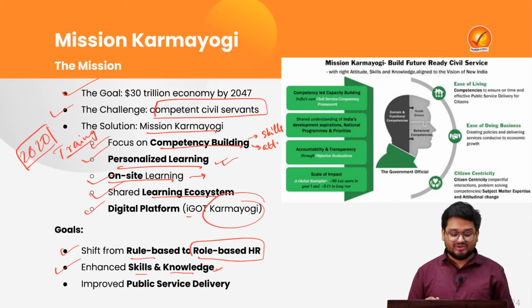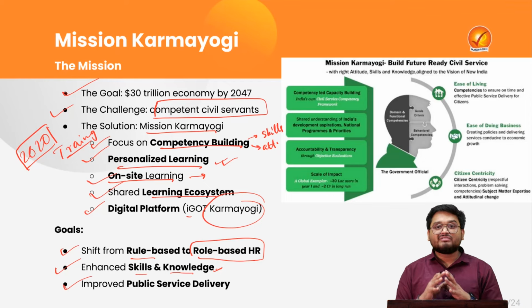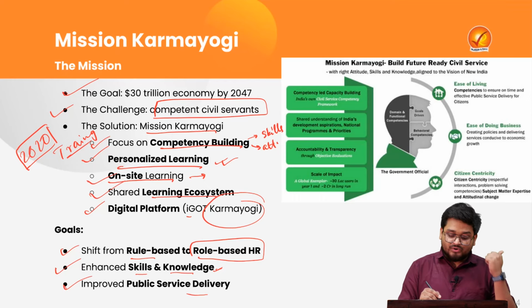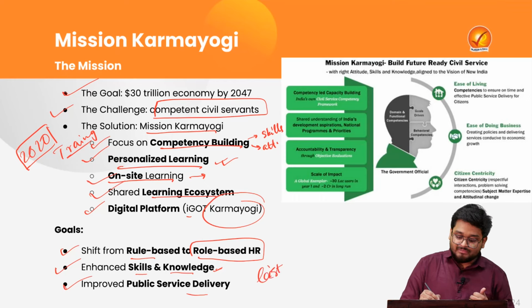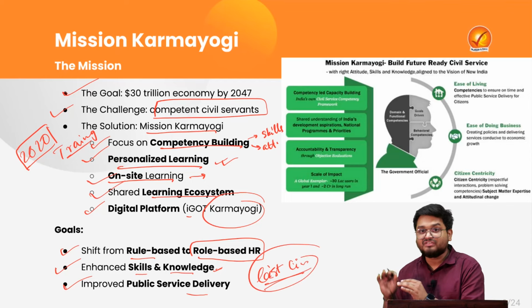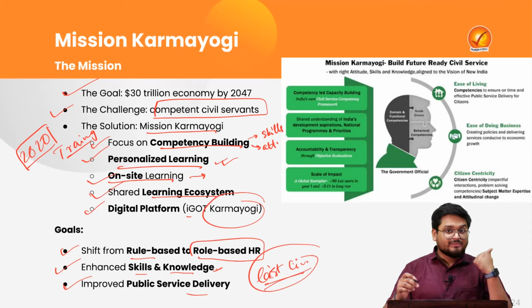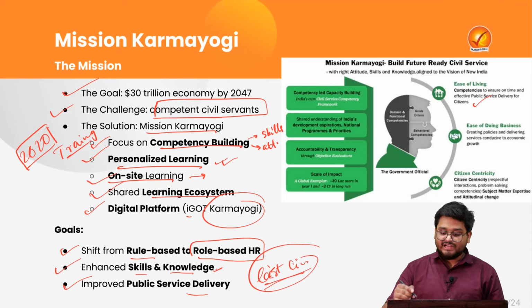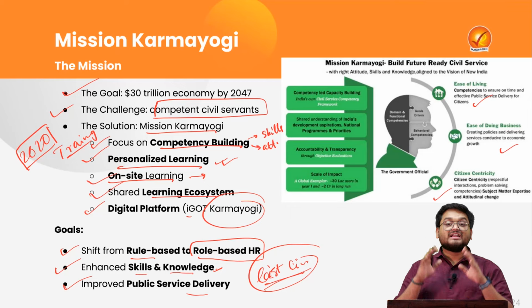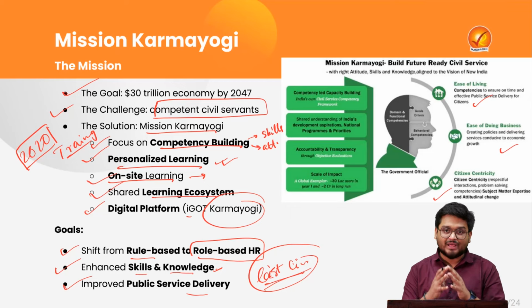So they will also be trained on this. And finally, everything will translate into improved public service delivery, which will also ensure last mile connectivity and last mile delivery of government services to the people of the country. It will lead to ease of living of the citizens. It will lead to ease of doing business for the business houses. And finally, at the core, the citizens will be at the most important, primal point.